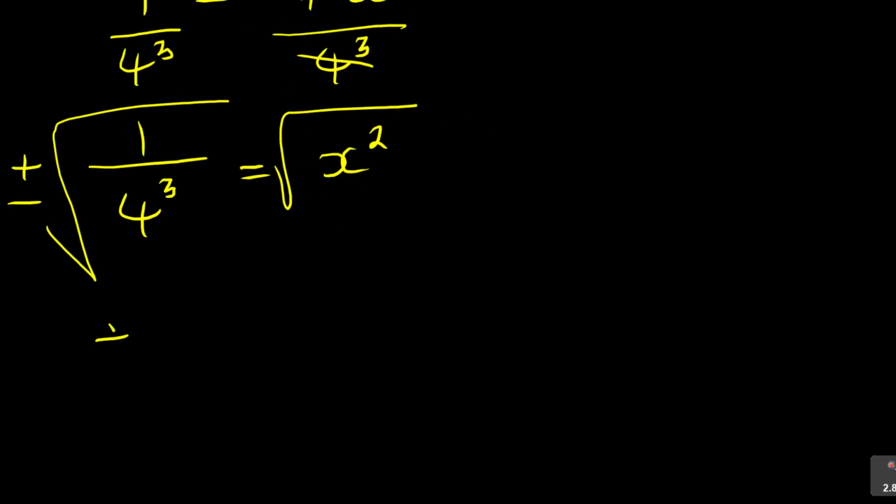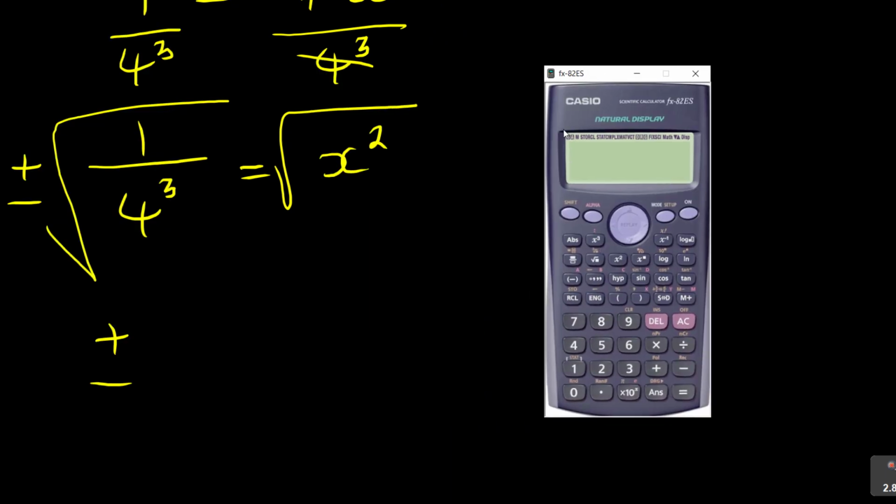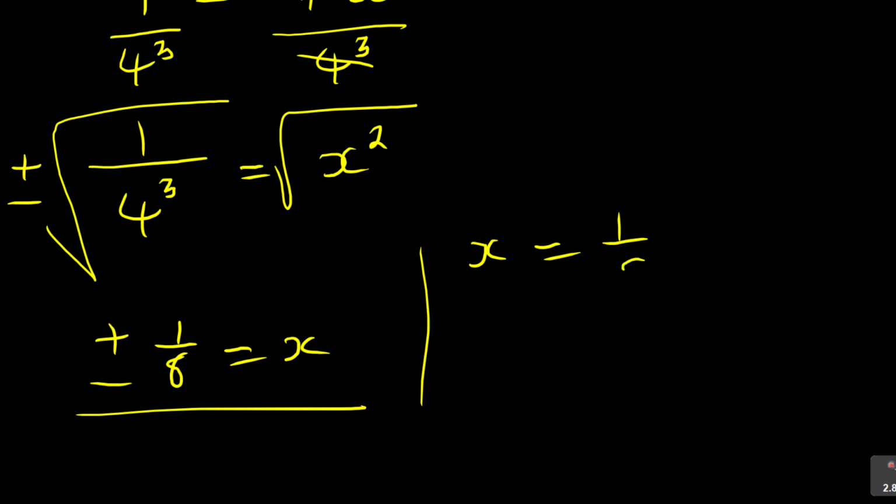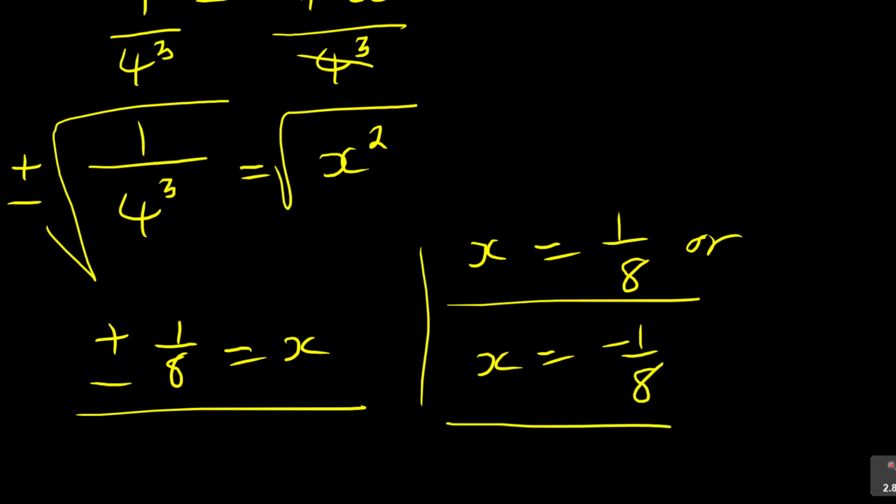So what do we have? Plus or minus. You can use a calculator there to say square root of 1 over 4 cubed equals 1 over 8. Plus or minus 1 over 8 is equal to x. So you can actually say x is equal to 1 over 8, or x is equal to negative 1 over 8. You need to test these answers. Test both of them.